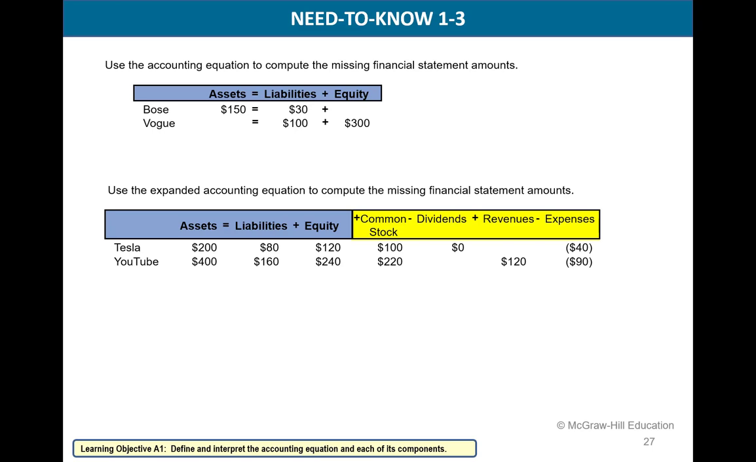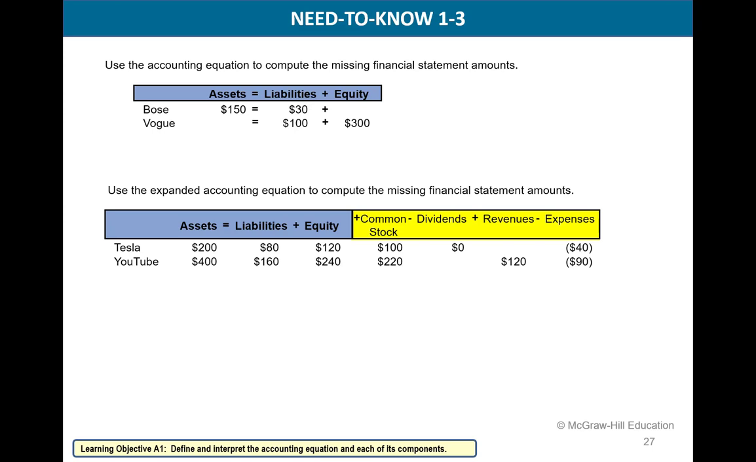For Tesla, 200 of assets, 80 of liabilities equals 120 of equity. Of that 120 of equity, $100 is stock. I don't have any dividends, and the expenses are going to be taken away from that. So how much would my revenues be? $100 in common stock. I have no dividends. I've incurred expenses of $40. So that makes that $60. It's supposed to equal 120, so that tells me, because I've got the 100 minus the 40, gives me 60. I'm supposed to equal 120, so my revenues have to be 60.